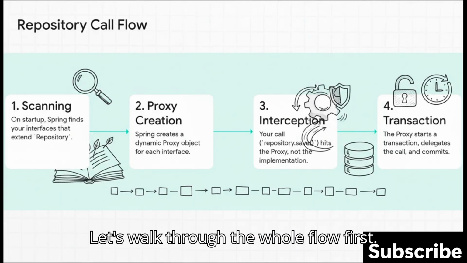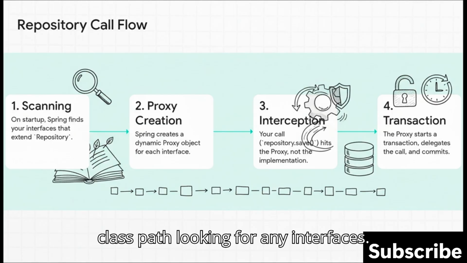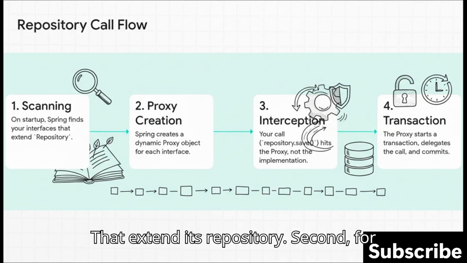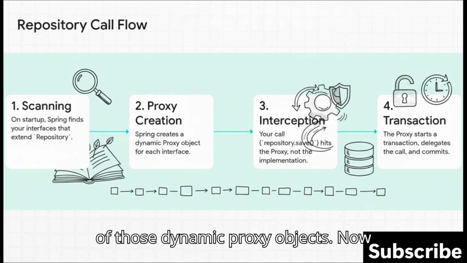Let's walk through the whole flow. First, when your app boots up, Spring scans your classpath, looking for any interfaces that extend its repository. Second, for every single one it finds, it creates one of those dynamic proxy objects.